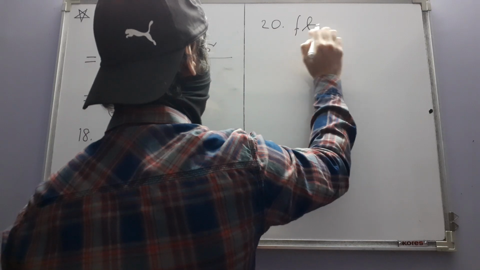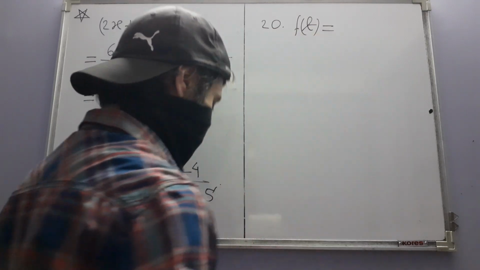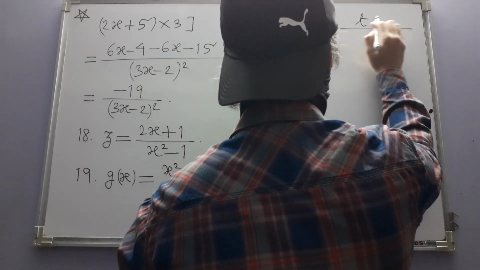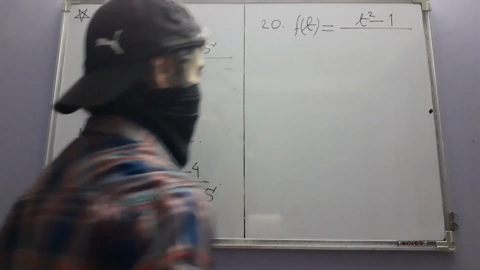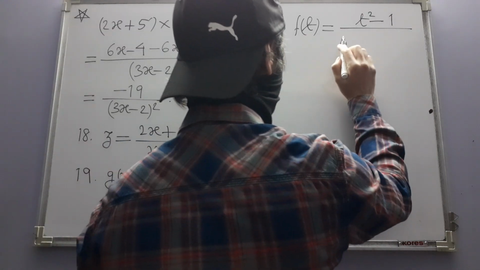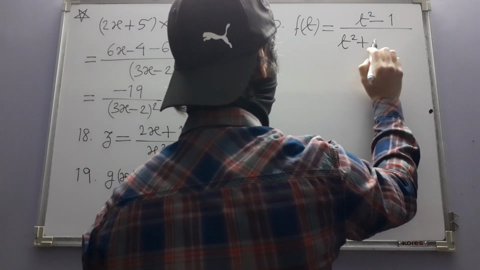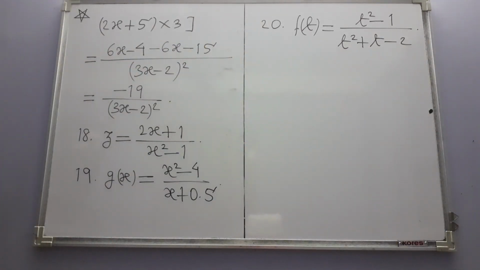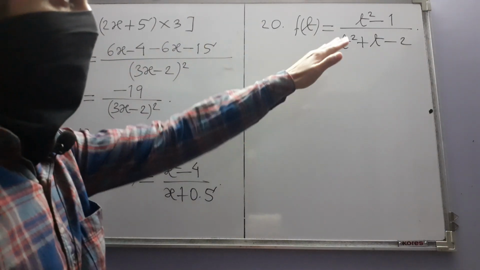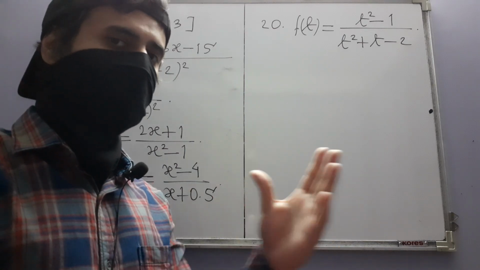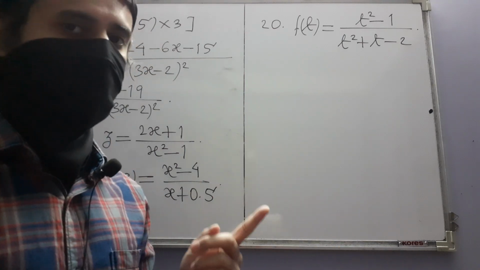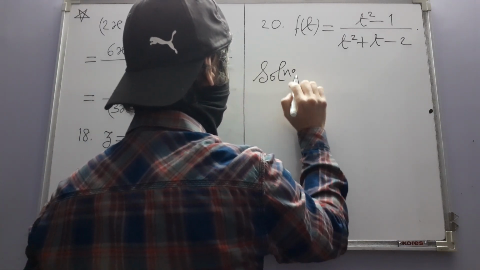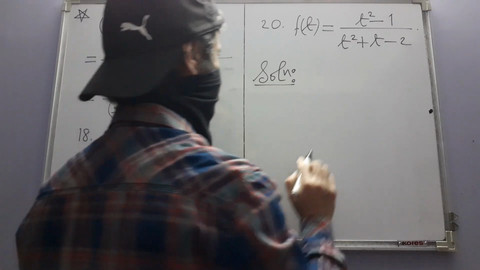Here the function is f of t equal to t squared minus 1, that's the numerator, and the denominator is t squared plus t minus 2. These two polynomials can be factorized as products of linear polynomials, and after that there is a cancellation. So we first do the simplification.